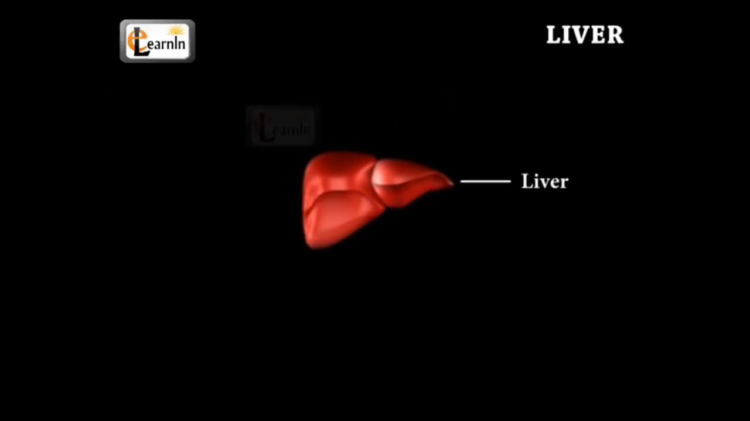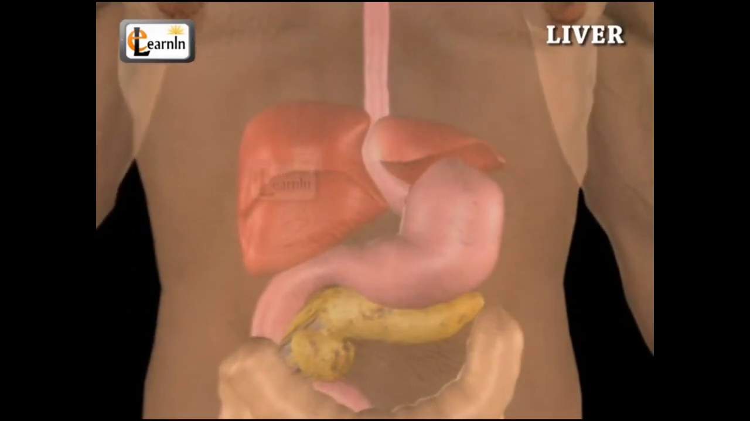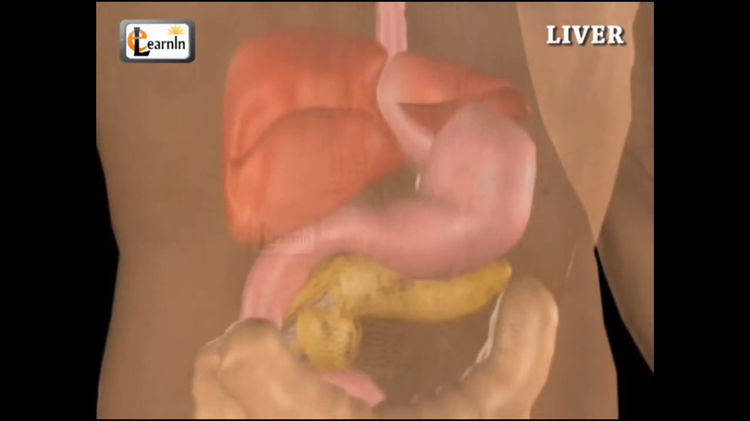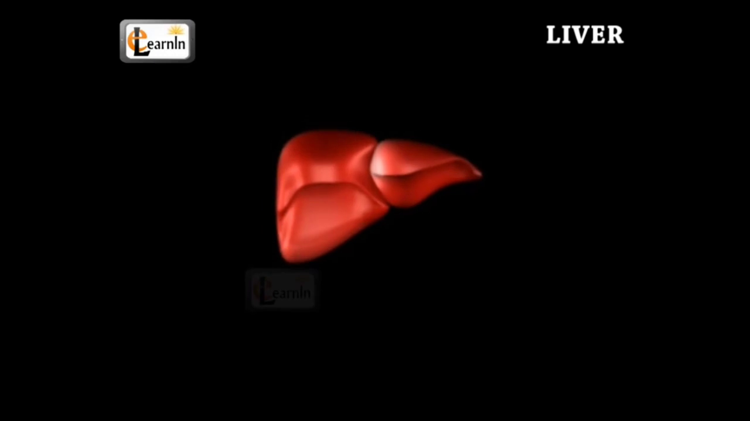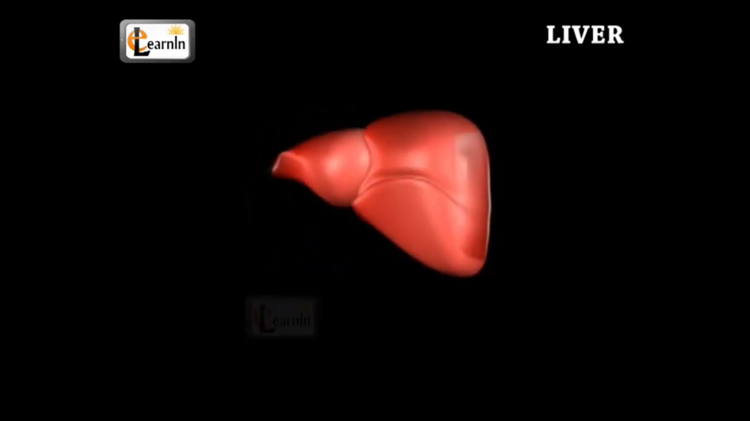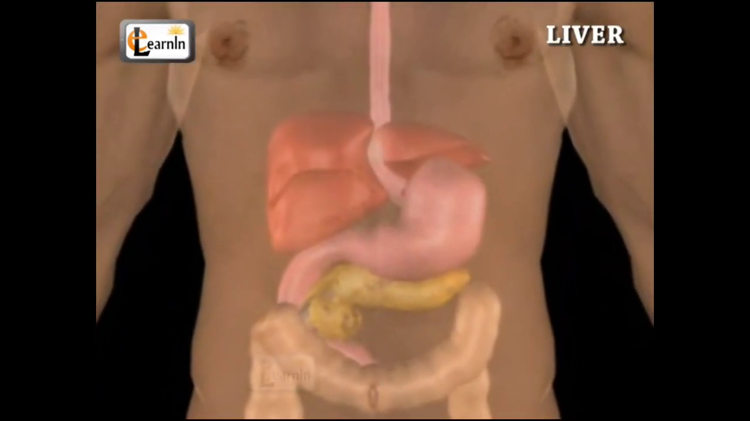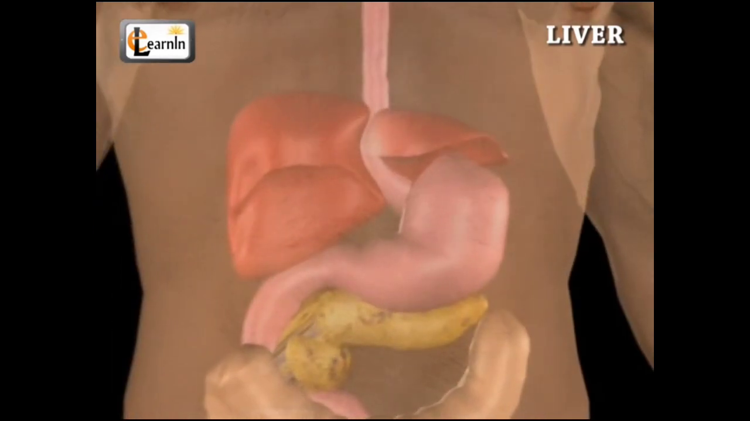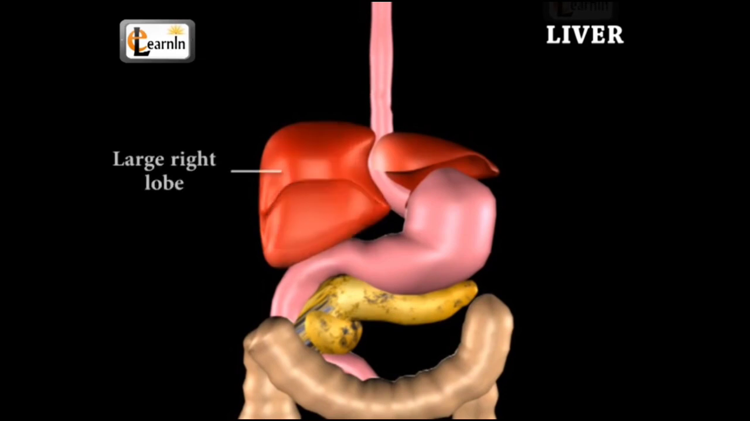The liver. One can understand how the liver functions and aids the digestion of food in humans, apart from producing vital nutrients and helping in the excretion of waste material from the body. The liver is the largest organ in the human body. It weighs about 1.5 to 3 kilograms. The liver occupies much of the upper right quadrant of the abdomen, to the right of the stomach and immediately below the diaphragm. The liver is divided into two unequal lobes, a large right lobe and a smaller left lobe.